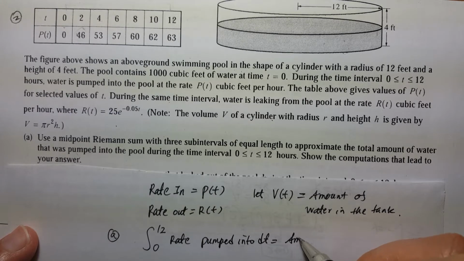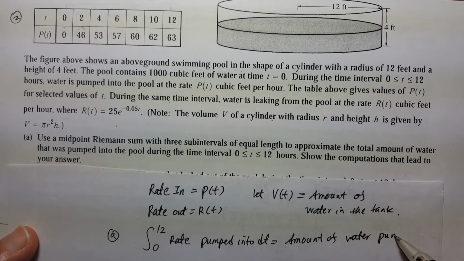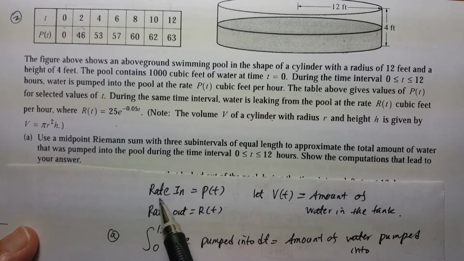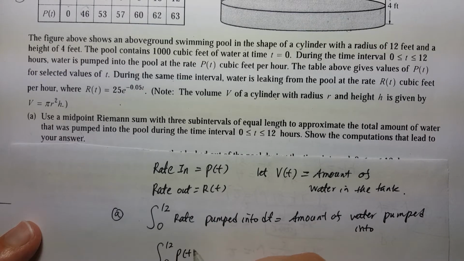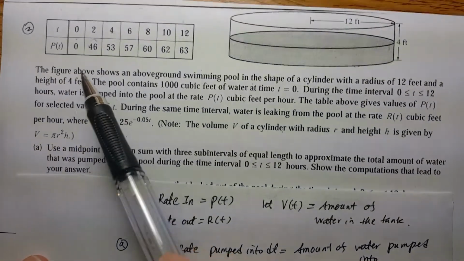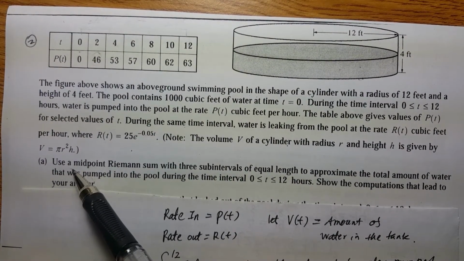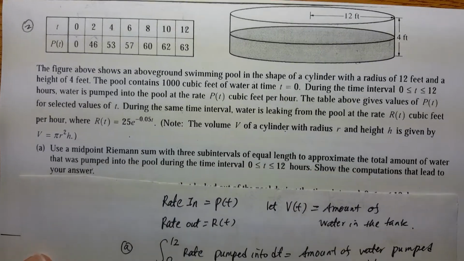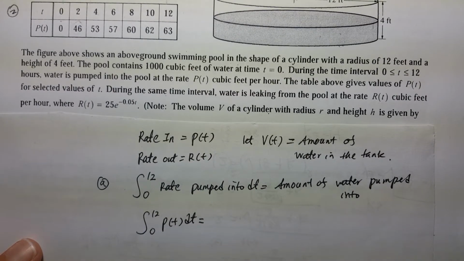So the integral from 0 to 12 of the rate pumped in, dt, would be equal to the amount of water pumped in. We know the rate to pump in is P of t, so we do the integral from 0 to 12 of P of t dt. And P of t is in the form of a table. The question asks us to use the midpoint Riemann sum to approximate the integral from 0 to 12 of P of t dt. So now we are going to find the intervals.